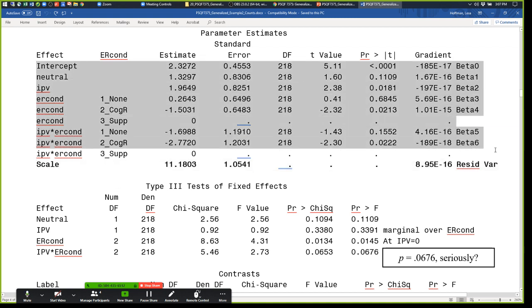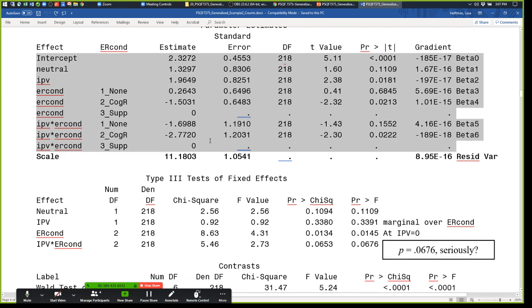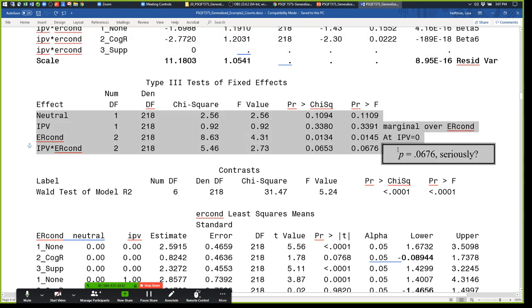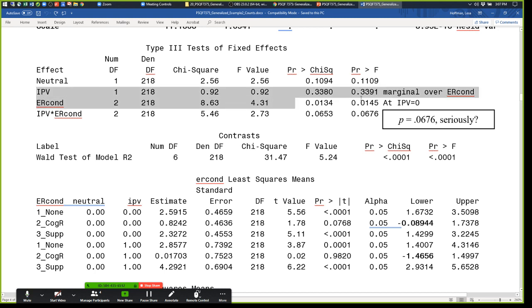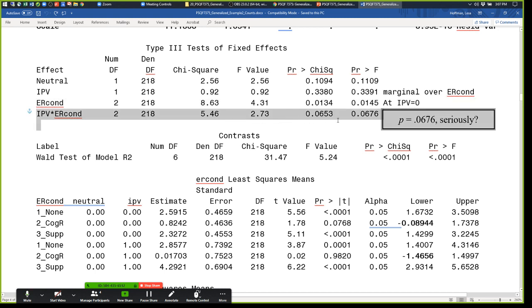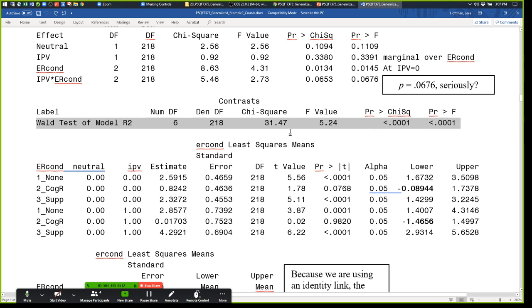The solution for fixed effects gives us the actual model parameters. I've labeled these for you. But it will be more useful to actually look at the simple effects that we requested, that are created by the betas, because that directly answers the question of group differences. Here's our traditional ANOVA output. So it doesn't look like there's any effect of neutral as a covariate. This is the difference in IPV on average across ER conditions. This is the 2-degree of freedom test across the conditions for strategy, conditional on IPV zero. And then this is the interaction term. As I said, I think the reason I got involved. Overall, the model does account for significant variance. There's my chi-square for that.